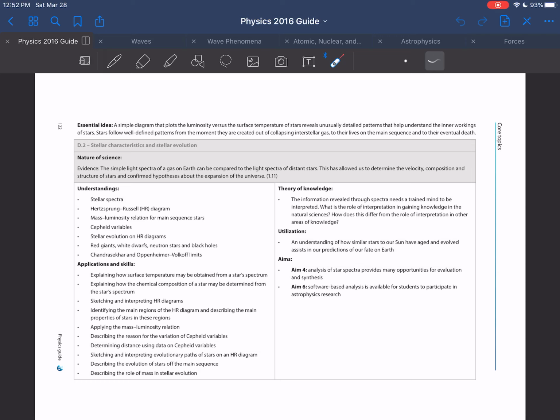Hello everyone! In this video, we will begin to examine stellar evolution. In particular, we will focus on the following understandings: the HR diagram, stellar evolution on HR diagrams, red giants, white dwarfs, neutron stars, and black holes, Chandrasekhar and Oppenheimer-Volkoff limits, as well as sketching and interpreting HR diagrams, sketching and interpreting evolutionary paths of stars on an HR diagram, describing the evolution of stars off the main sequence, and describing the role of mass in stellar evolution.